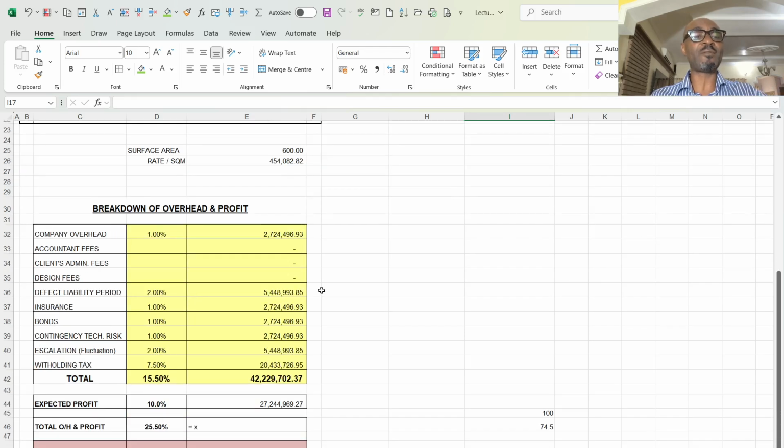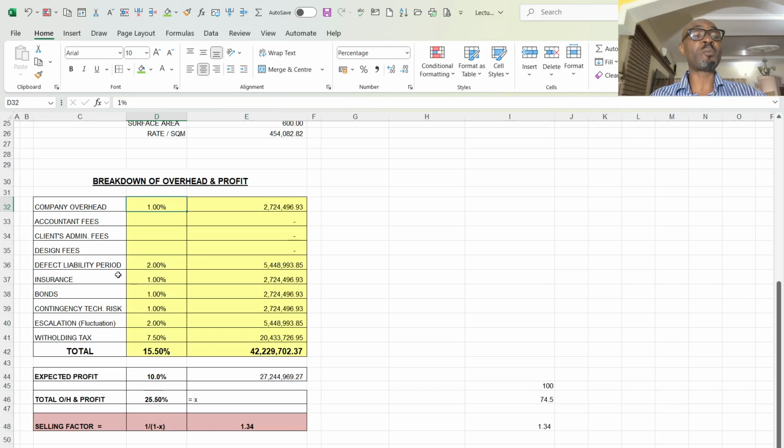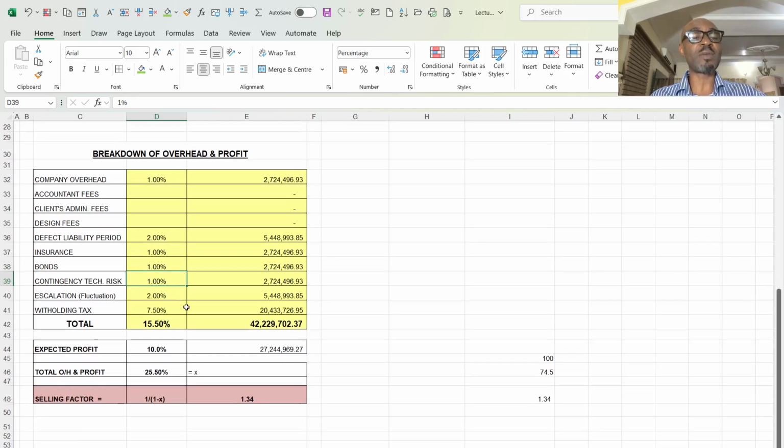So as you can see now, I have a breakdown of overhead and profit. This breakdown is not exhaustive. It can be more, it can be less. But for the purpose of this illustration, I did this and I say, okay, for the purpose of this project, the company overhead is going to be 1%. The deferred liability is going to be 2% of the total cost. The insurance, I'm going to pay 1%. The bond, I'm going to pay 1%. The technical risk, contingency technical risk, I'm going to pay 1%.